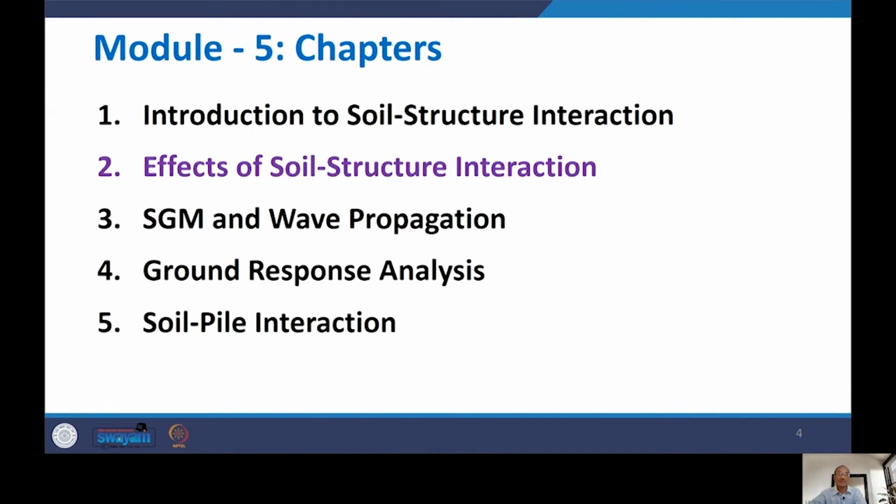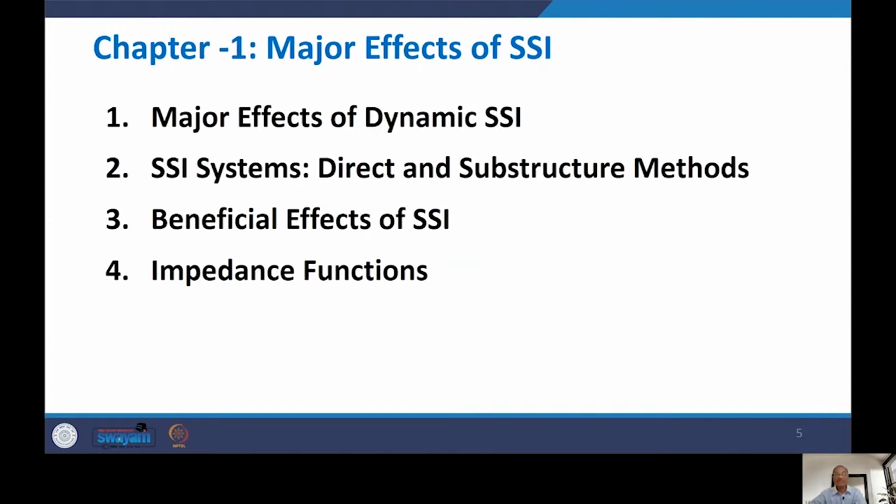When we talk about the effects of SSI, we are going to talk about the major effects of dynamic SSI. Then we have SSI systems, and in these systems we are going to talk about direct and substructure methods. Then there are certain cases where there are beneficial effects of soil structure interaction, which we are also going to discuss. And finally, we are going to talk about impedance functions, which are also called complex dynamic stiffness.